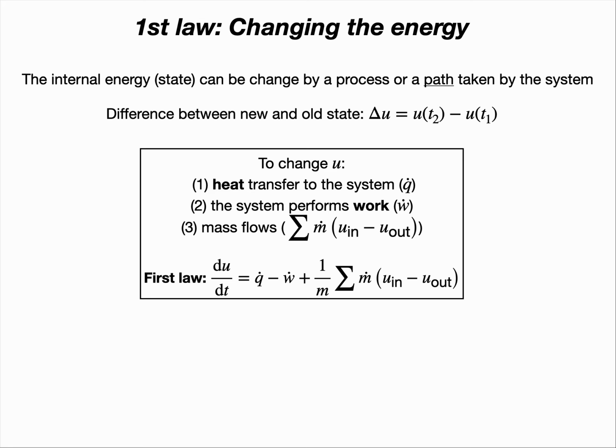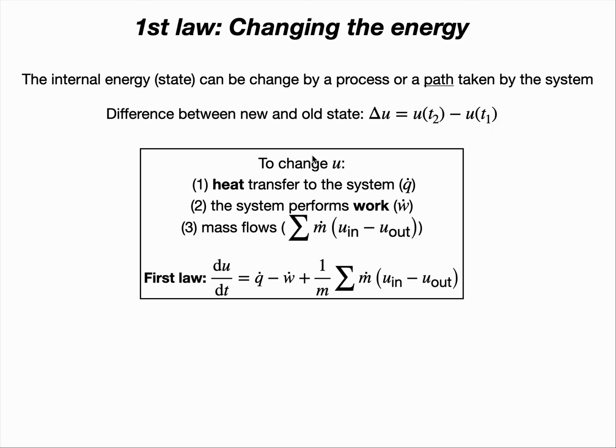Now, the first law. The first law is basically how to change the internal energy. So the way to change internal energy is that we need a process or a path which is taken by the system. A change of internal energy, you can write it as a delta, would be the internal energy at the new time minus the internal energy from a prior time.